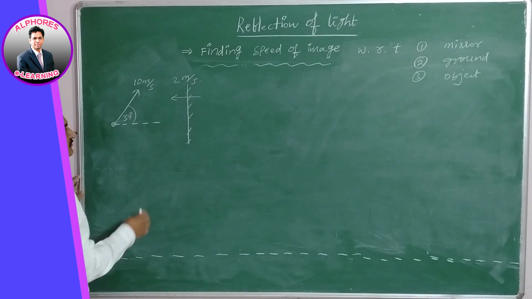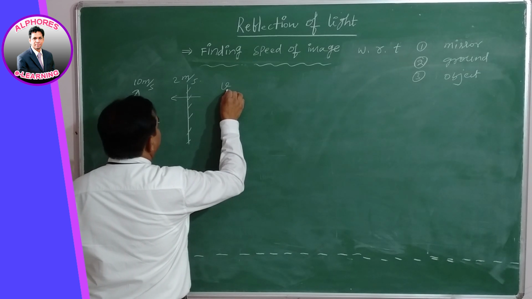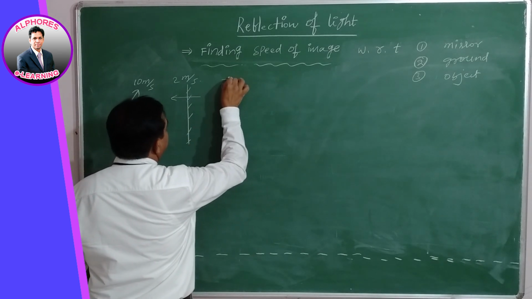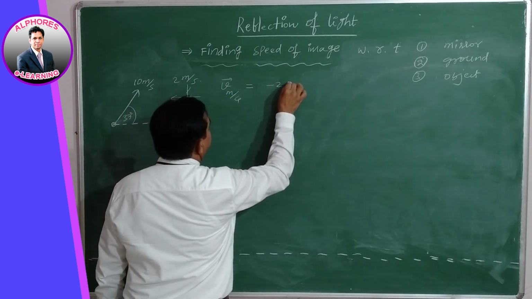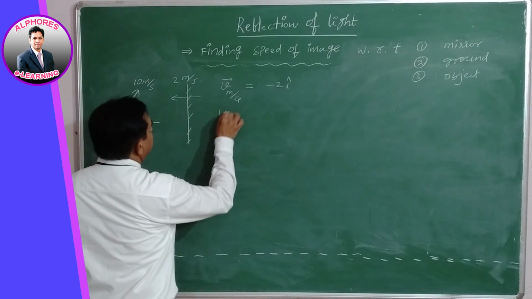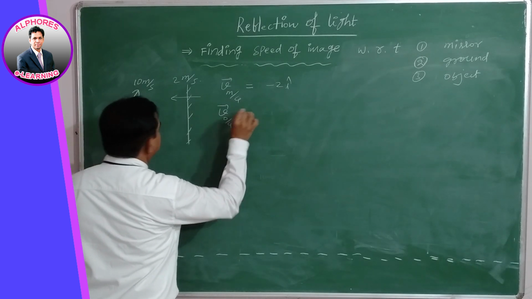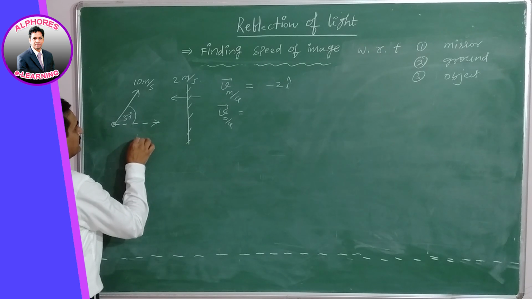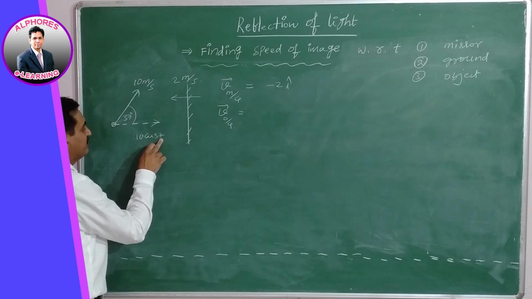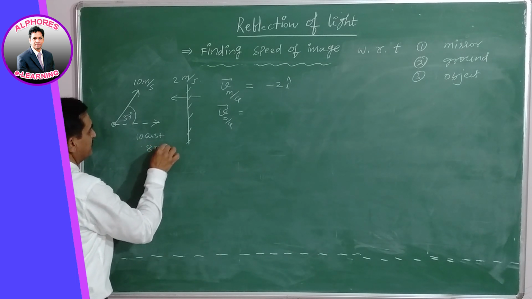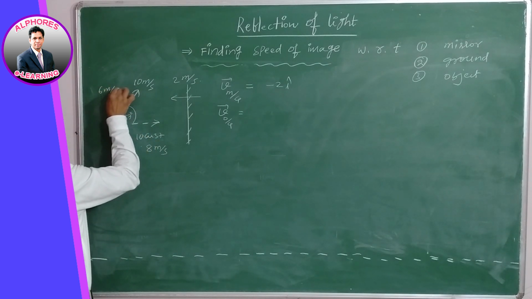So here first we have to take the data. The speed of mirror with respect to ground is equal to how much? This is minus 2i. The speed of object with respect to ground, by resolving, is 10 cos 37, where cos 37 is 4 by 5, which gives 8 meter per second, and this side is 6 meter per second.